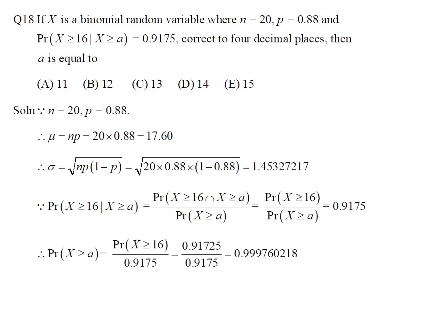The probability of x greater than or equal to a equals the probability of x greater than or equal to 16 over 0.9175, which equals 0.9998, which gives a equals 12. Hence, the answer for question 18 is B.